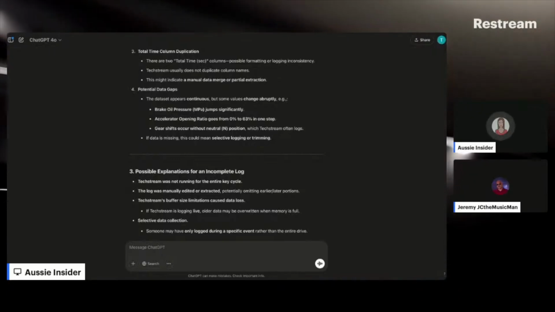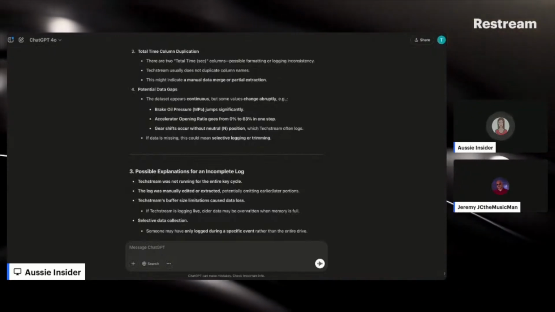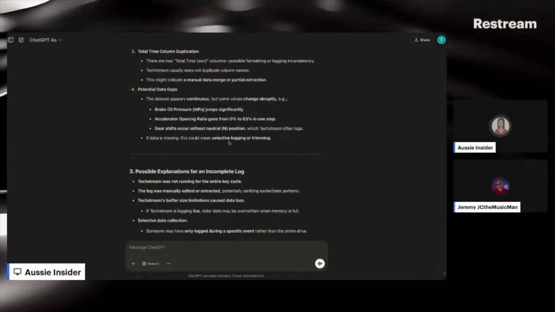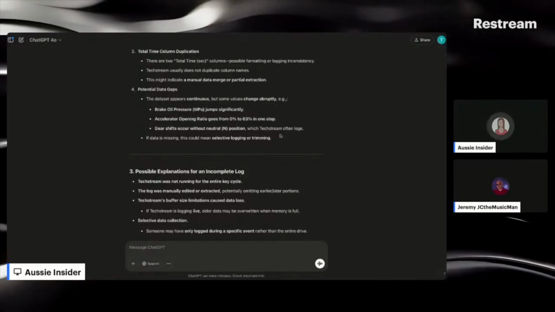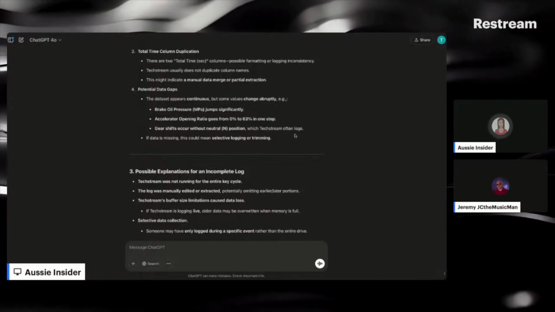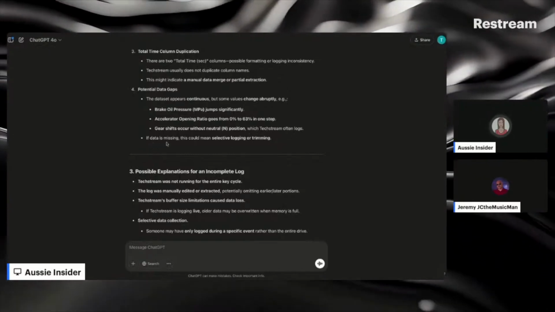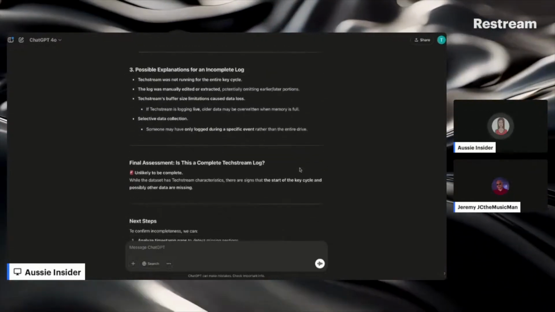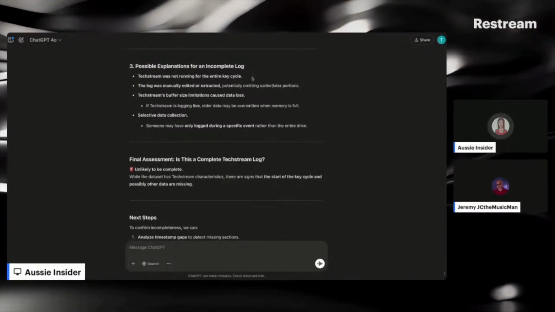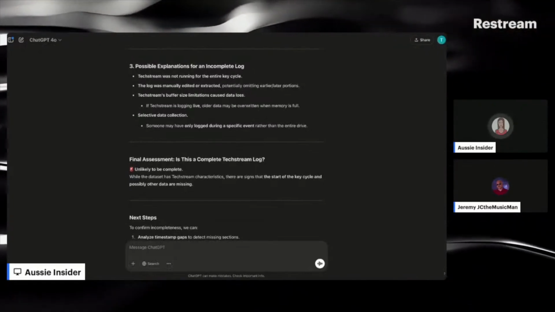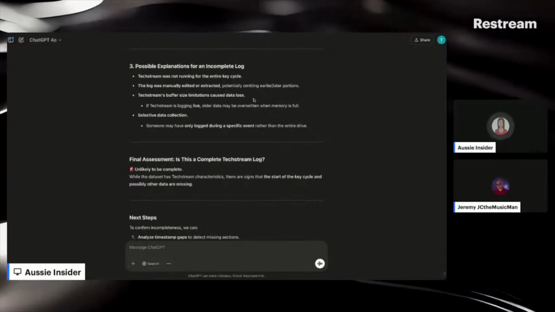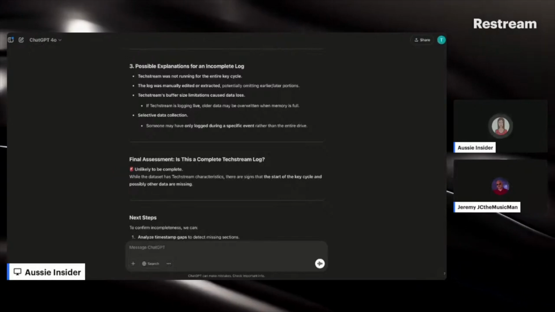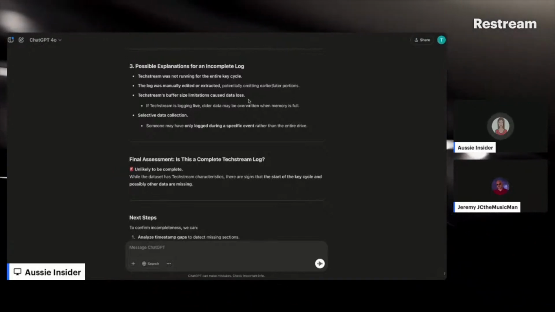So it goes on to say the data set appears continuous, but there are value changes. Gear shifts occur without neutral position, which Techstream often does log. And if data is missing, this could mean selective logging or trimming. And three, possible explanations for an incomplete log. Techstream was not running for the entire key cycle. The log was manually edited or extracted, potentially omitting later portions.